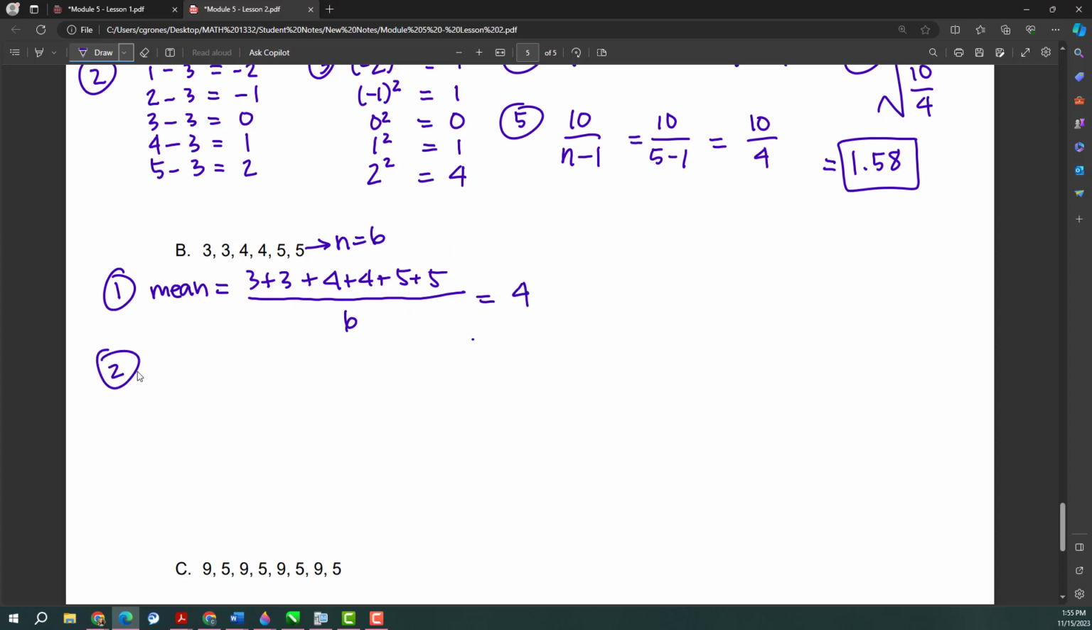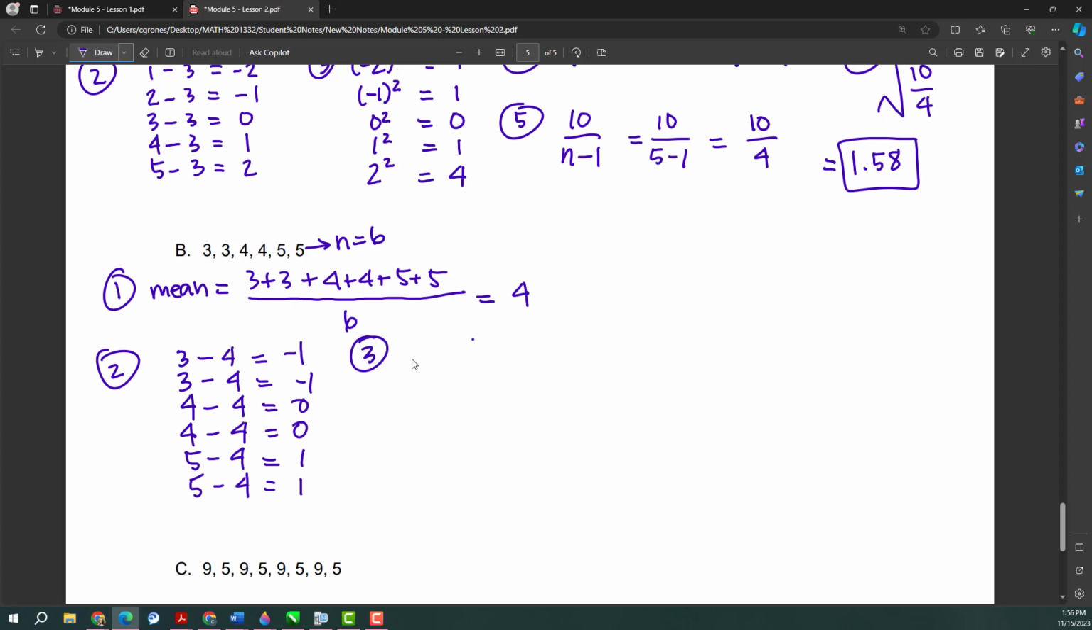Step 2, we are going to take each data item and subtract the mean. So we are going to subtract 4 from each item. So 3 minus 4 gives us -1. 4 minus 4 gives us 0. And then 5 minus 4 gives us +1. Okay. Step 3, we are going to square each of these.